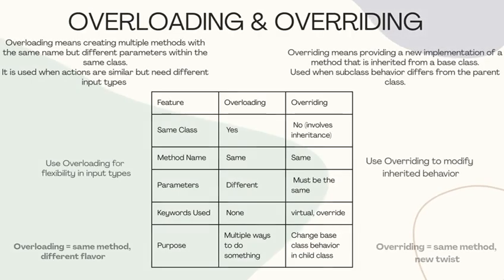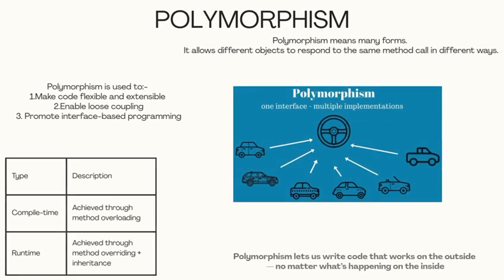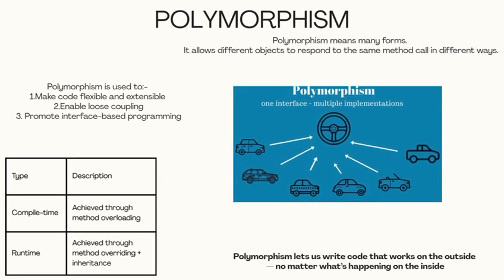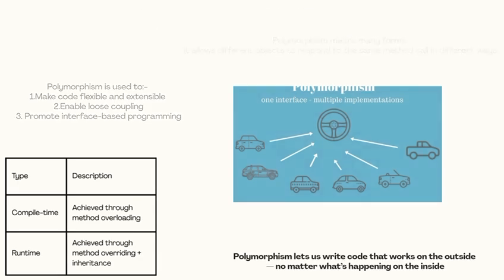Overloading allows multiple methods with the same name but different parameters in the same class. Overriding is used to change inherited behavior in a subclass. Overloading gives flexibility, while overriding gives customization. Polymorphism means many forms. It allows different objects to respond to the same method in different ways. This leads to flexible, extensible, and loosely coupled code, a key benefit of OOP.